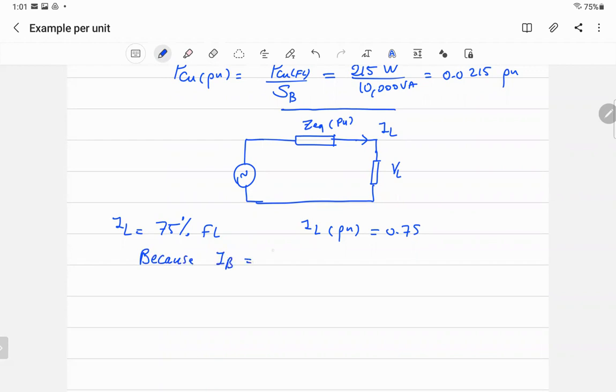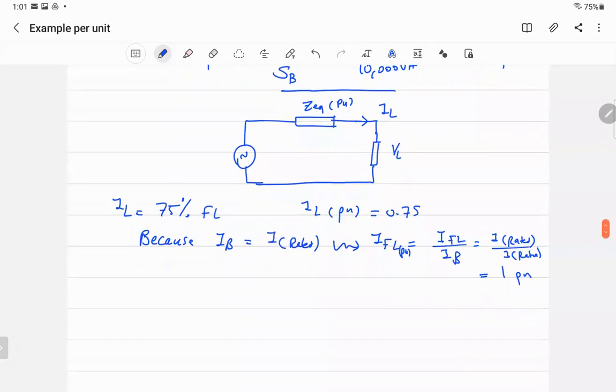But in here, I base equals I rated value. So I full load is equal to 1 per unit. Why equal to 1 per unit? Because if you want to find I full load per unit, it will be I full load over I base. And I full load is the rated value, and the base is the rated value. So it is equal to 1 per unit. That's why it's 1 per unit when it's full load, because the base is equal to the rated value.